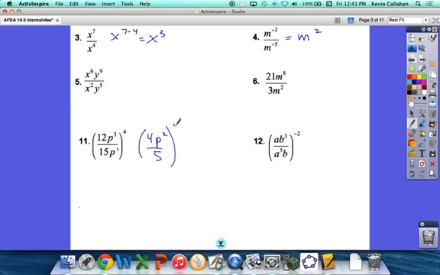Now raise everything to the 4th power. And again, what do you do with that 4th power? Distribute onto everything that's inside the parentheses, right? That's 4 to the 4th, p squared to the 4th, which is p to the 8th, and 5 to the 4th.